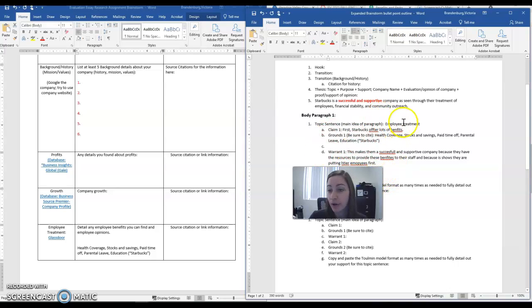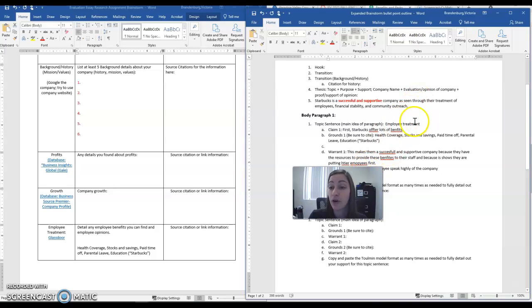So what's another reason for employee treatment that shows that they're successful and supportive? Maybe this is the amount that they pay their employees. Maybe this is a different benefit that they offer employees. And you're going to want to copy and paste your claim, grounds, warrant, like I said here, as many times as needed to fully detail out their employee treatment. So maybe I would also go into employees' opinions. Maybe this would be, secondly, current employees speak highly of the company. Because remember, we went to Glassdoor.com and Indeed.com and we found out employee perceptions. And so maybe that's where I want to include this.